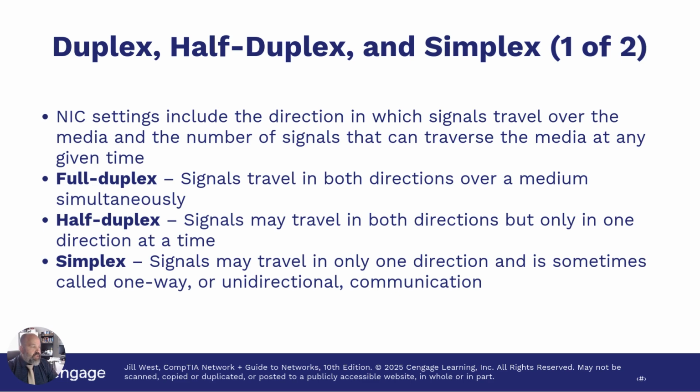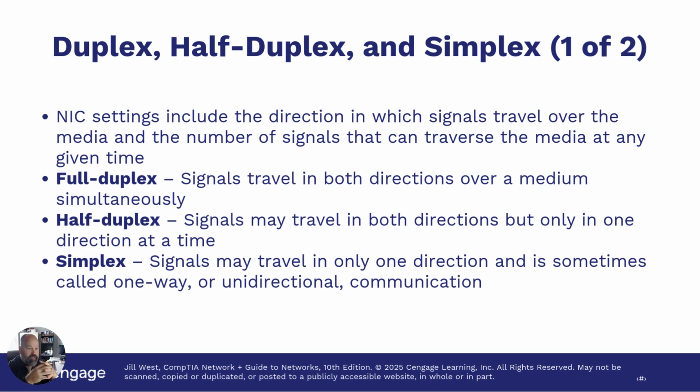Next, let's look at traffic flow, and this has to do with your NIC settings, your network interface card, because that's really what determines how signals travel over different media. Full duplex is the first term, and that's like a two-way street where traffic flows in both directions simultaneously. So that's like cars going north, cars coming south, and they're going at the same time without ever crashing.